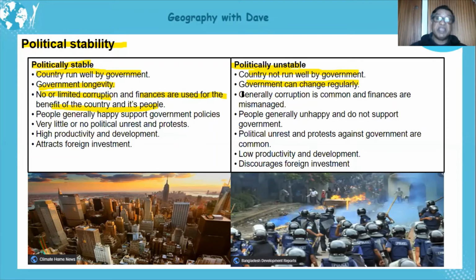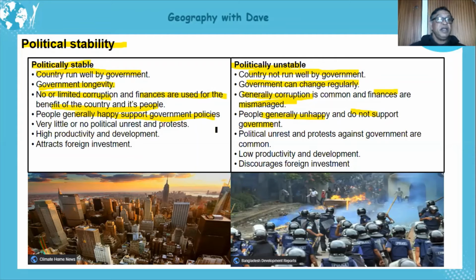Unfortunately, this is one of the characteristics in unstable countries: generally corruption, and finances are mismanaged. Can you see it? How can we develop if our finances are not used properly for the people? Here, people are generally happy and support government. I have to say generally, you know, with elections people have different ideas, but generally they're happy. In unstable countries, people are generally unhappy and do not support government. So how can you get development if you're not being supported?